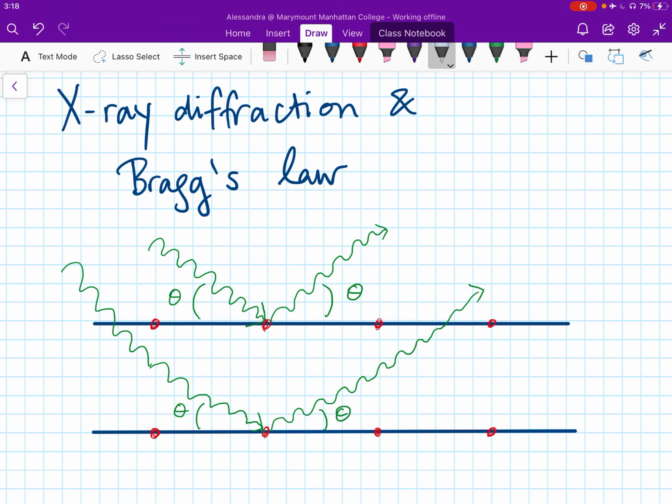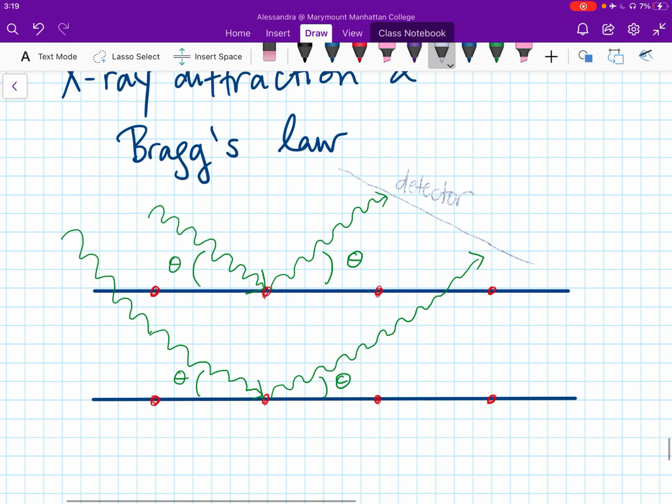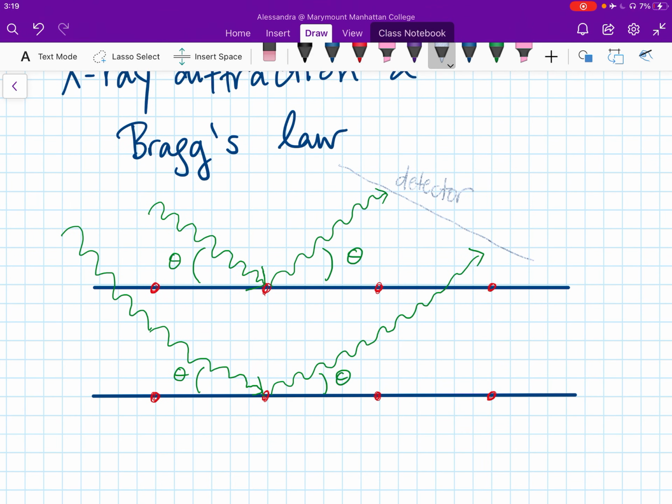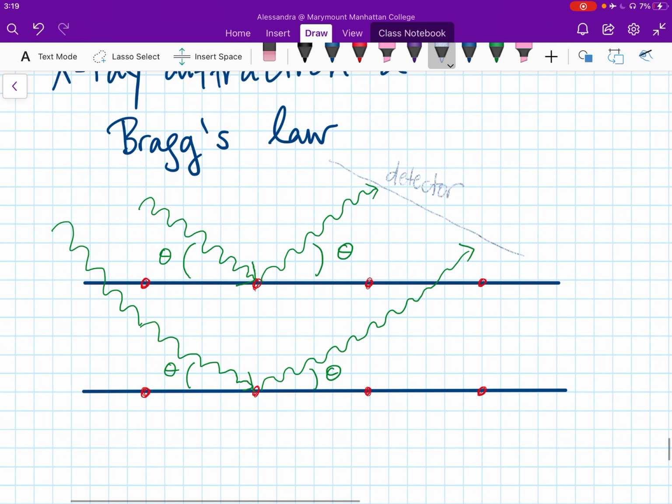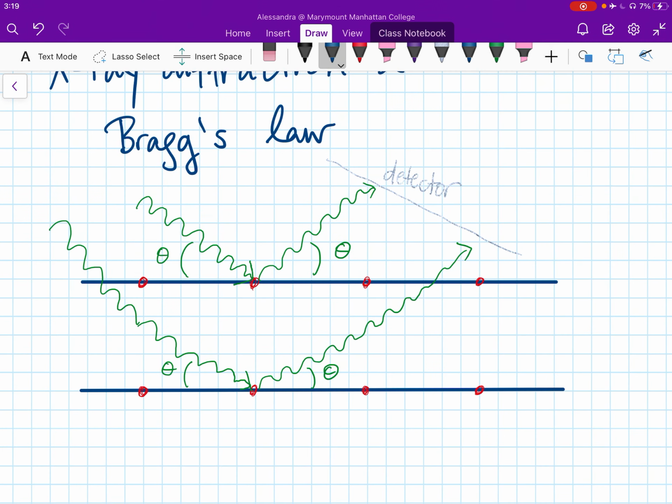Now, these X-rays will go towards a detector. And when they hit a detector, only the wavelengths that are in phase will be detected. Then you can use Bragg's law to figure out the distance between the atoms. Bragg's law is written as n times the wavelength lambda equals 2d sine theta.